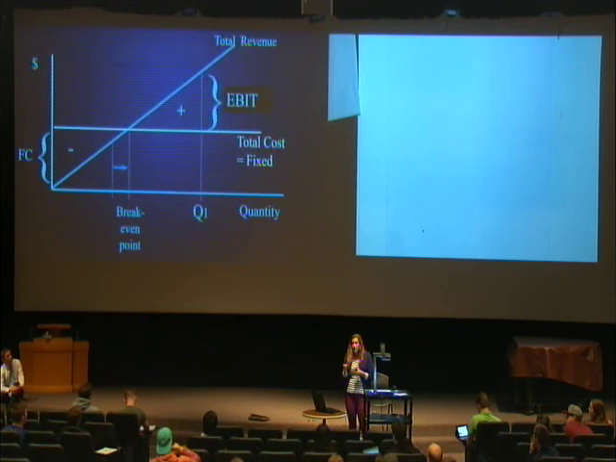So I think that's referring to sales versus net income. Sales is the top line, and net income is the bottom line on your income statement. But yeah, that's a great question.